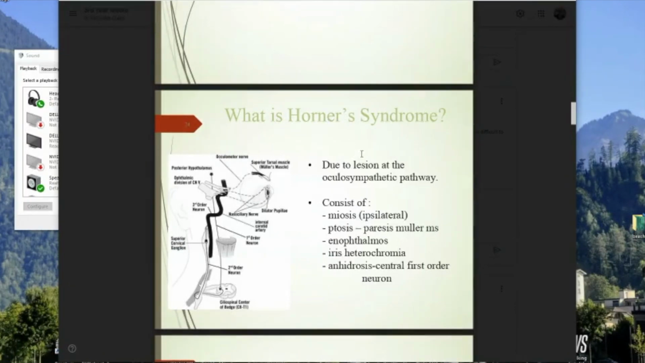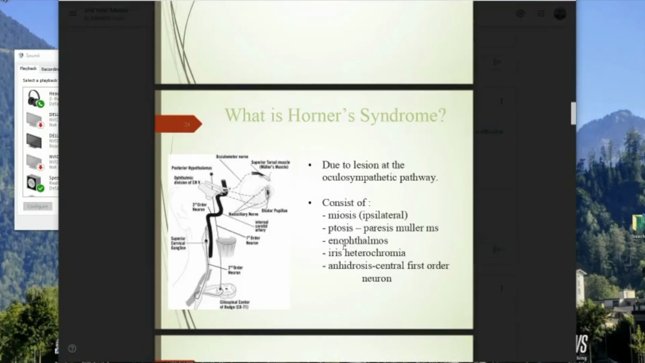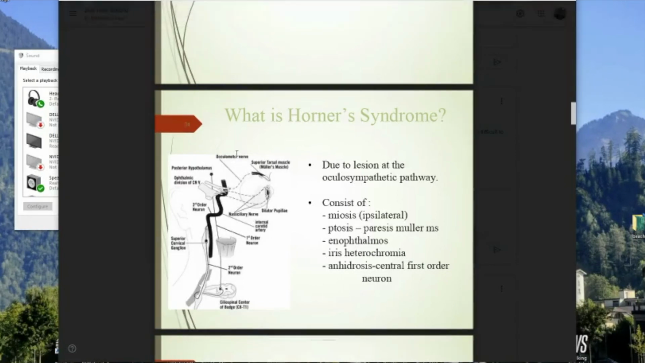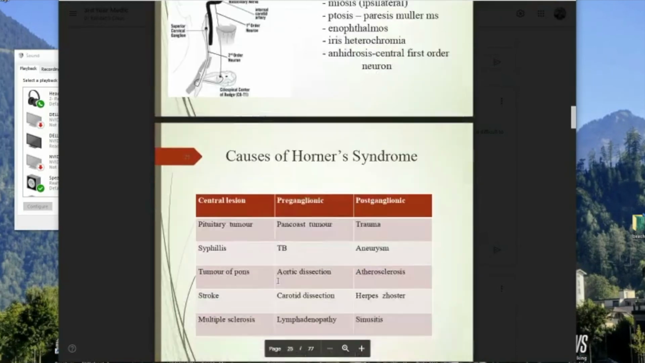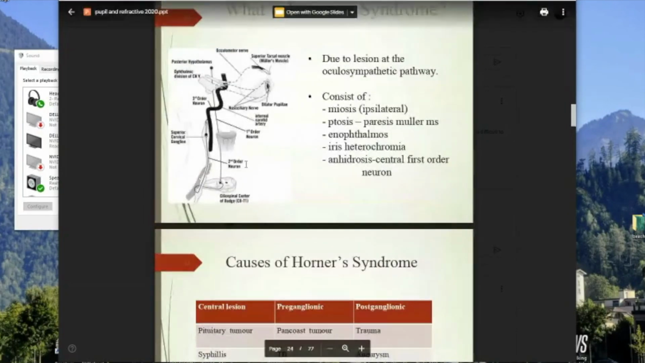Horner syndrome is because there's a lesion in the oculosympathetic pathway. It consists of ipsilateral miosis, ptosis because of paralysis of Muller muscle, enophthalmos, iris heterochromia, and also anhidrosis. So these are the features of Horner syndrome. There are a lot of causes of Horner syndrome. It depends on where the lesion is.